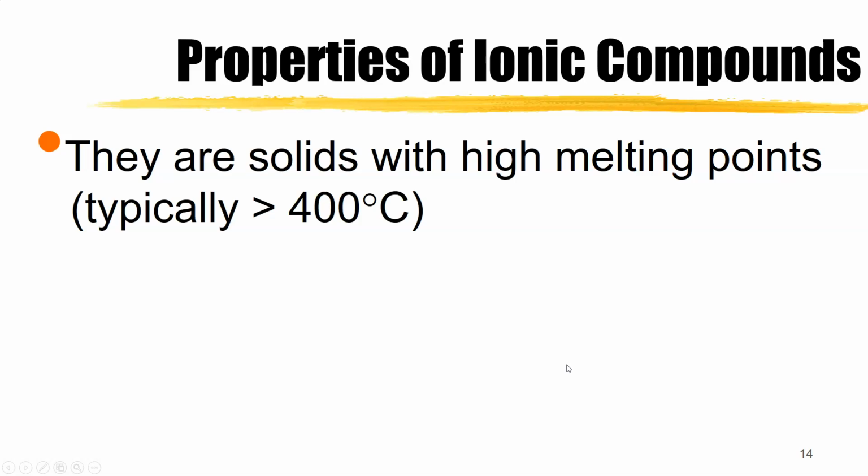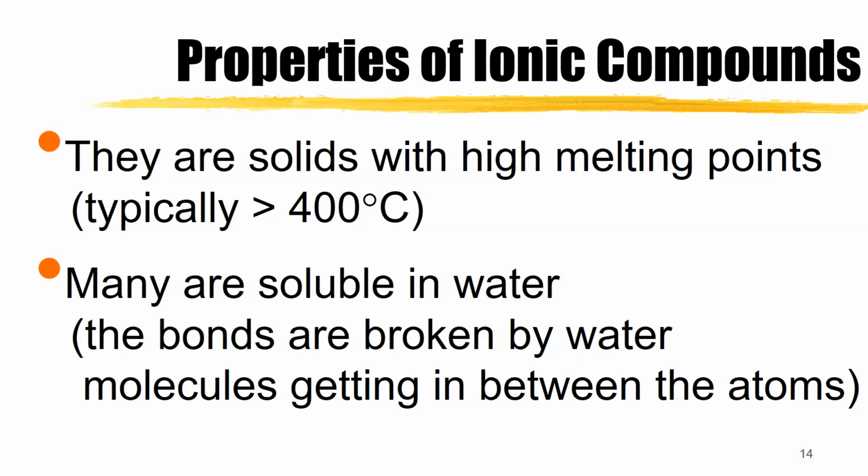We're going to go over a couple of the properties of ionic compounds. They're typically solids with really high melting points. They're pretty strong bonds. You've got to heat those up really hot before they start to melt. One interesting thing though is that they break very easily when you put them in water. The water molecule gets in between the atoms and breaks that electrostatic attraction. And so while it's very hard to melt them on the stove or something, you can easily dissolve them.